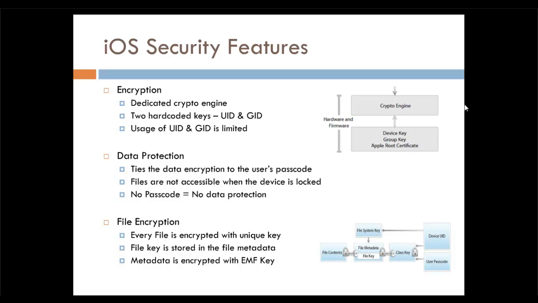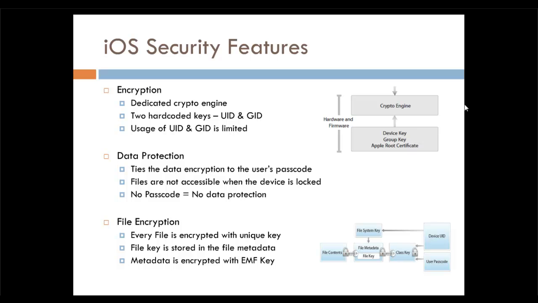Also, Apple came up with data protection in iOS 4, which ties the encryption to the user's passcode. Previously, when a user set a passcode, it just protected the screen, but it did not protect anything on the device. So with data protection, if a file is marked as protected, then the passcode is used to encrypt the file. And if the user does not set a passcode, there is no data protection, because the file is encrypted with the user's passcode, and if the user did not supply any passcode, it is not encrypted.